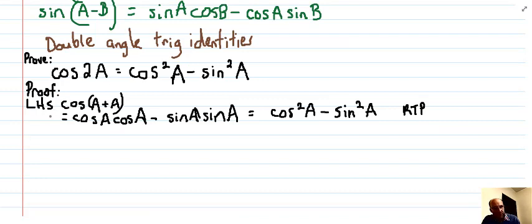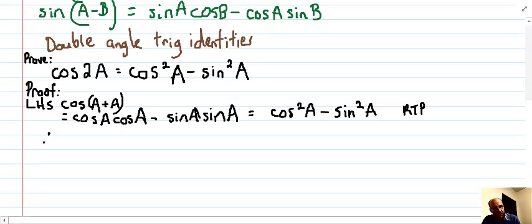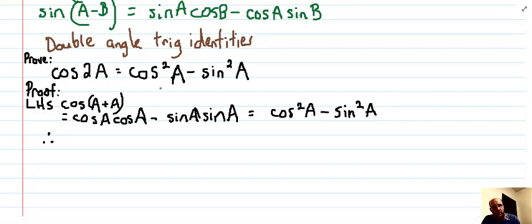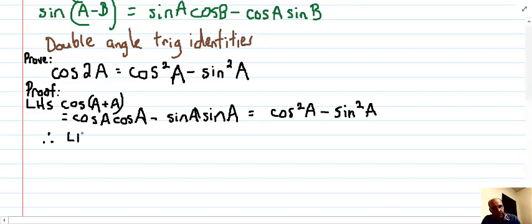So I guess I should just write a conclusion here. Oh my lord, it has been a long day. I shouldn't have RTP written there. RTP's up there and I wrote prove instead. So writing a conclusion, therefore, the left-hand side equals the right-hand side, and that means that cos a plus a, or cos 2a, equals cos squared a minus sine squared a.